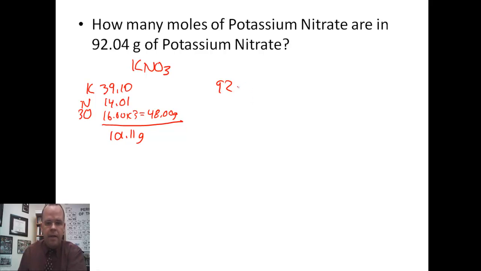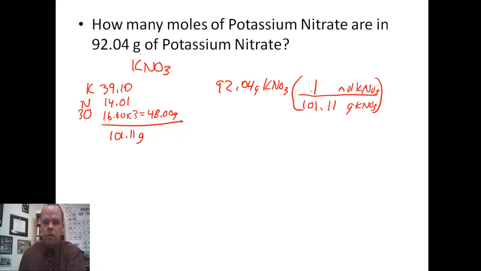So now we can do the problem. 92.04 grams of potassium nitrate. We want to cancel grams of potassium nitrate. We want to get moles of potassium nitrate. So 101.11, 1 mole goes on the top. We divide those two numbers and we round to 4 significant figures, and our final answer, 0.9103 moles potassium nitrate.